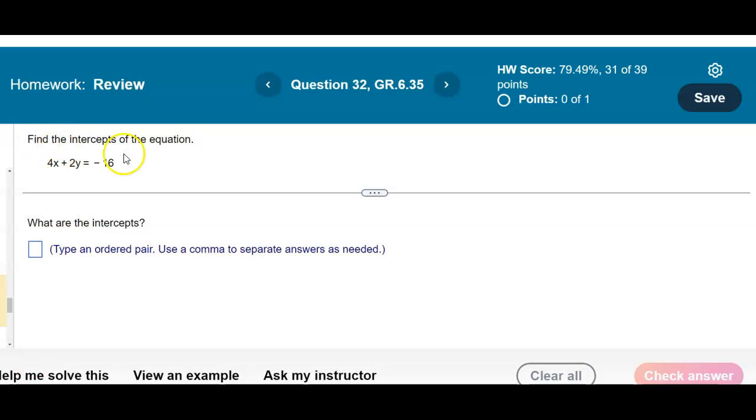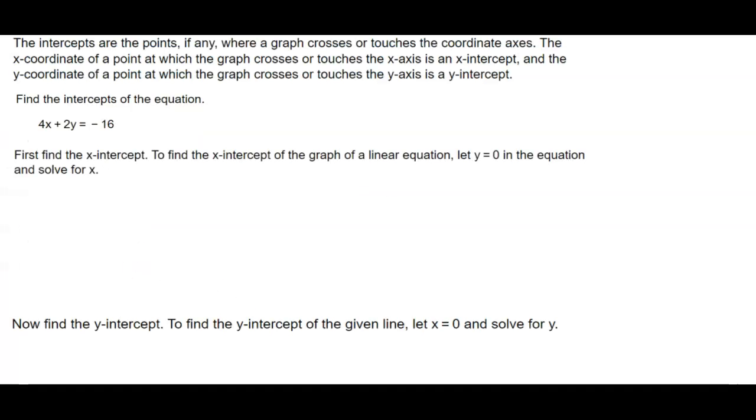In this example, we want to find the intercepts of the equation 4x plus 2y equals negative 16. And we want to be able to type an ordered pair for those intercepts. So let's first take a look here.